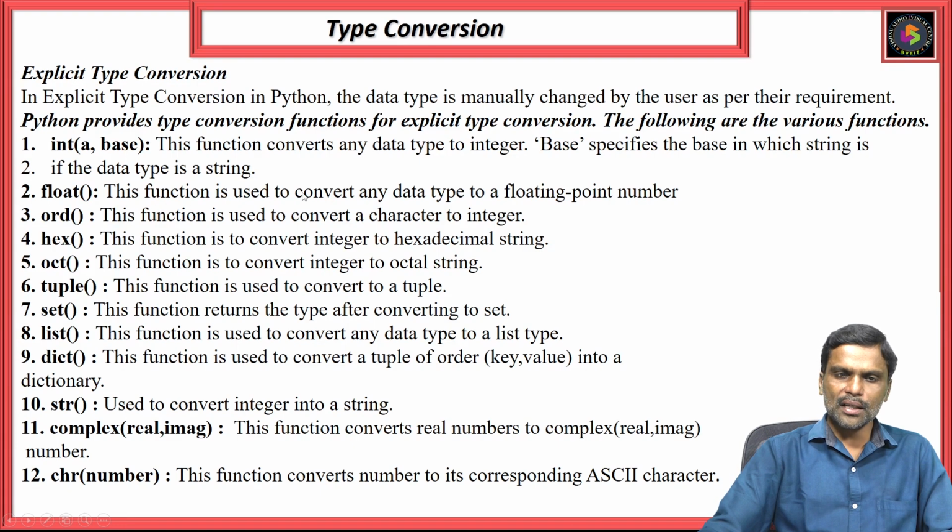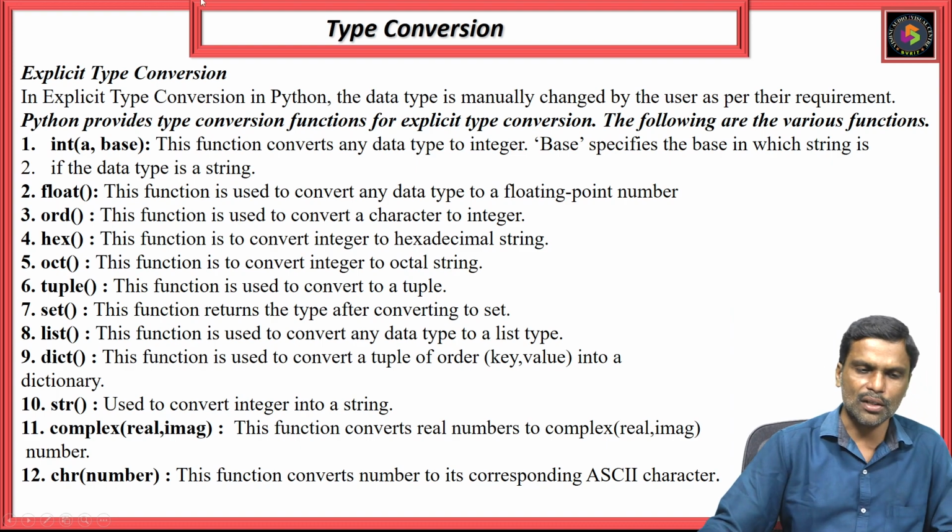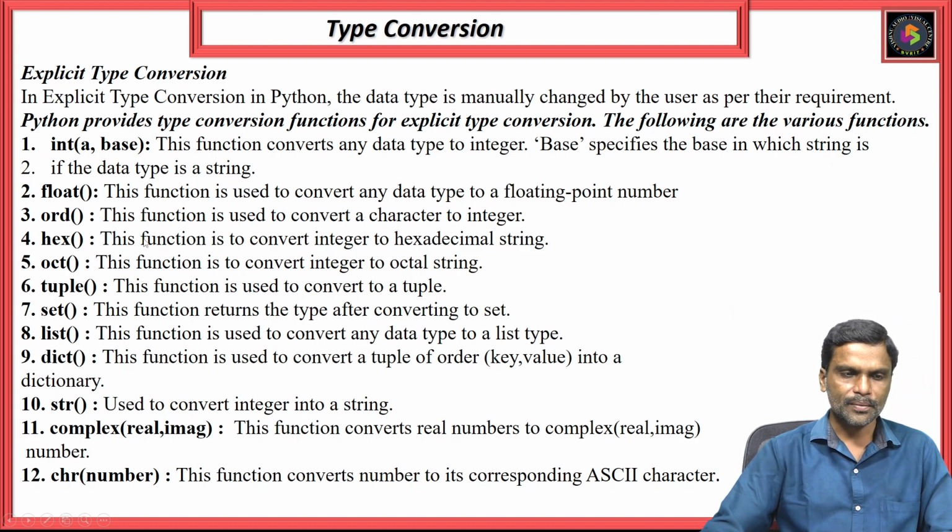Float is the function used to convert any data type to a floating point number. Ord is the function used to convert a character to an integer. Here in the name itself we cannot easily identify, so please try to remember this. Ord means the function that converts the character into the integer. Few examples I have given in the next slide, you can see.